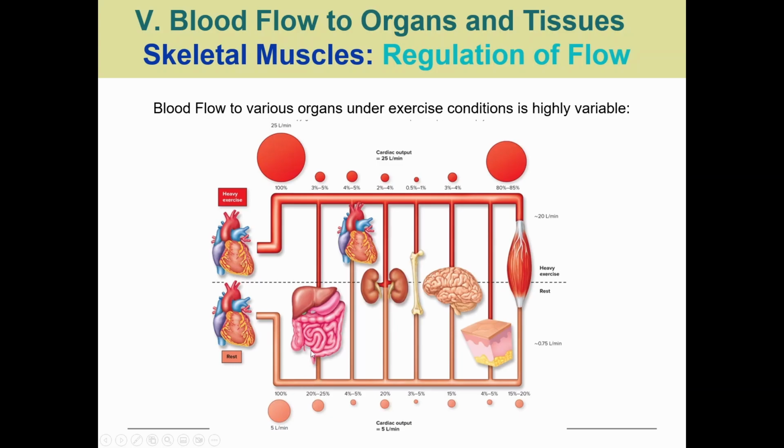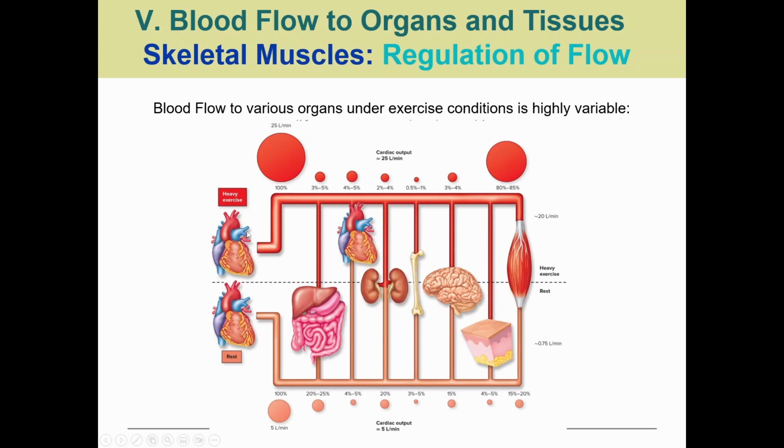seeing that a good chunk of that is going to the digestive system. A small bit is going to the heart. About a fifth is going to the kidneys. A small amount to the bones. Almost a fifth is going to the brain, a little bit to the skin, and a reasonable chunk, about another fifth, to the muscles when we're resting. So it's fairly evenly distributed.